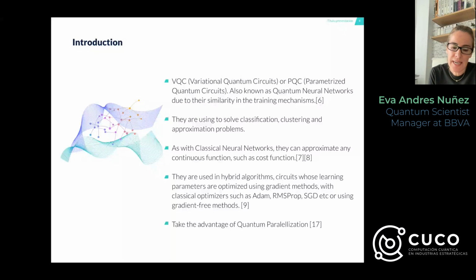So in general, this model, similarly to the classical neural network, can approximate any continuous function, any objective function, for example, the cost function, or in case we are working on reinforcement learning, the optimal agent policy.